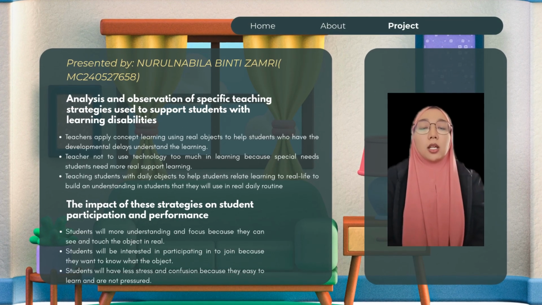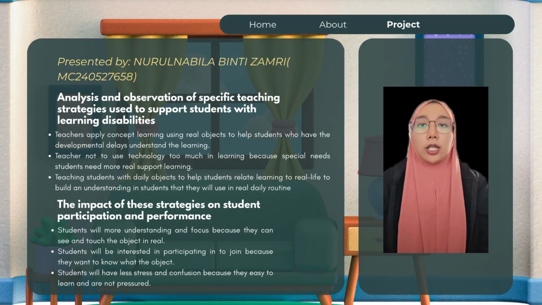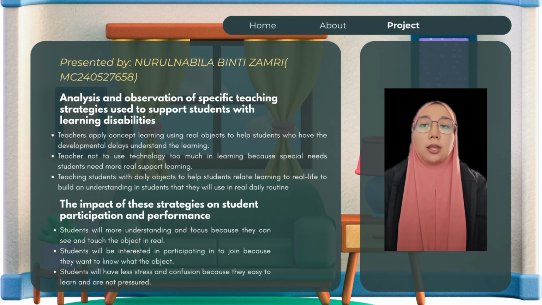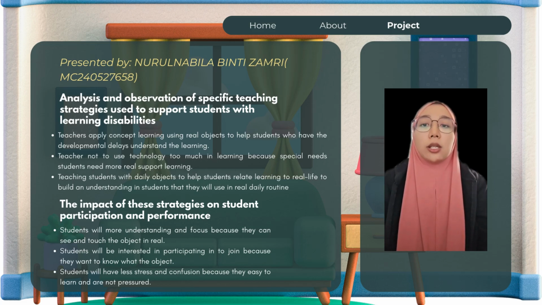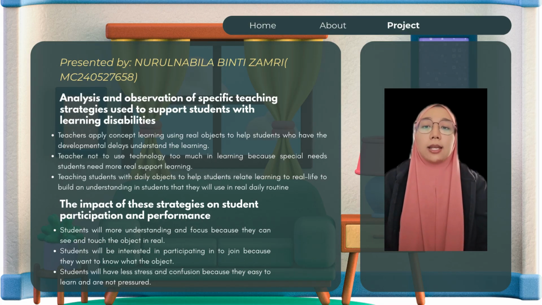Okay, I'm Nabila. Now I want to expand on my part: the analysis and observation of the specific teaching strategy used to support students with learning disability. For my first point, the teacher applies concept learning using real objects to help students who have developmental delay understand the learning.